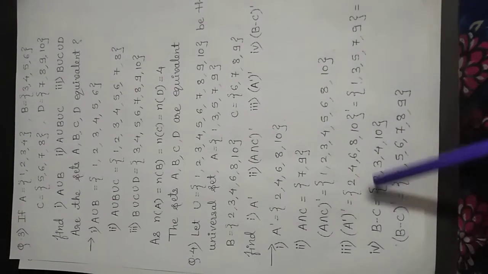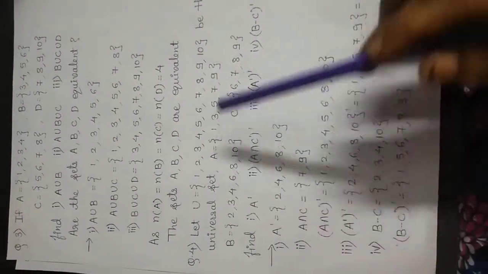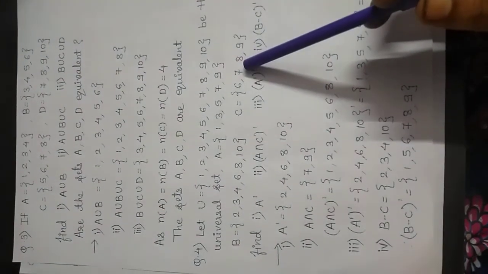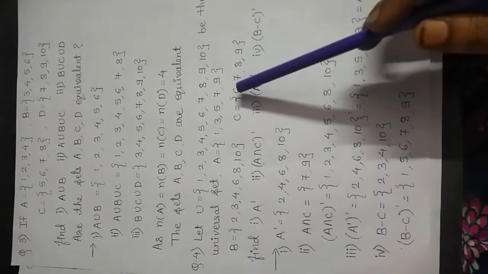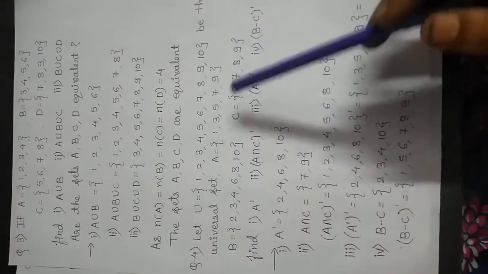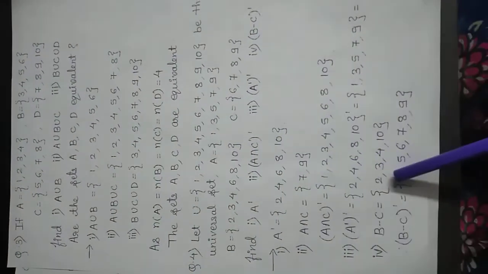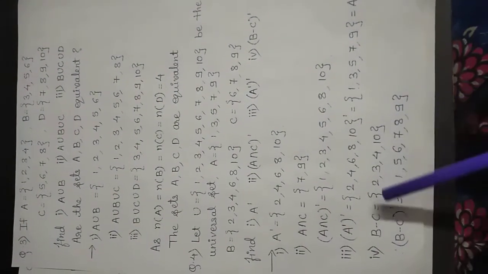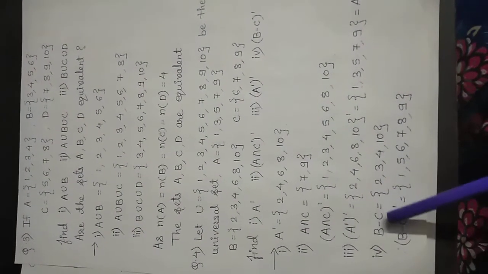Now B minus C. From B we are going to remove all the elements of set C which are present. So we will remove 6 which is present, then remove 8 which is present. So the remaining elements 2, 3, 4, 10 will be present in B minus C.